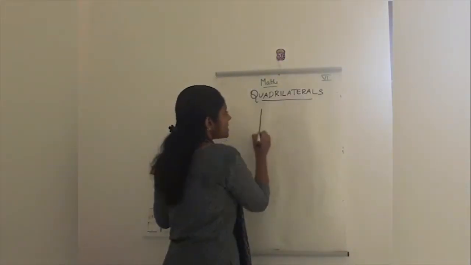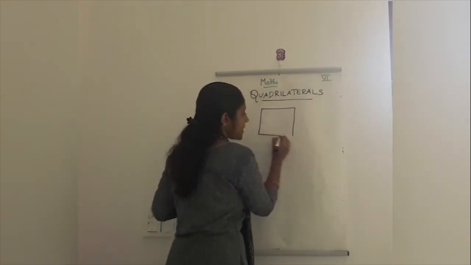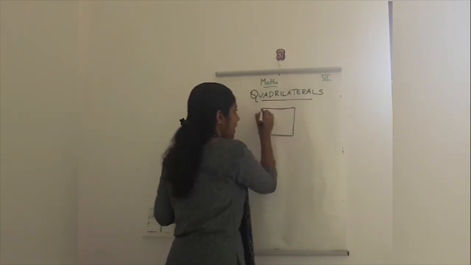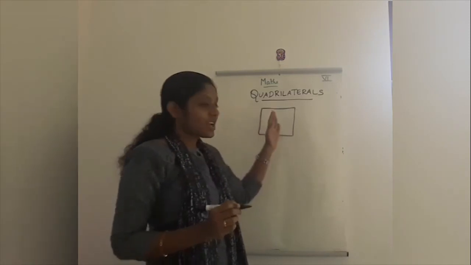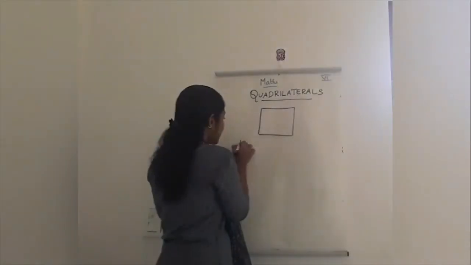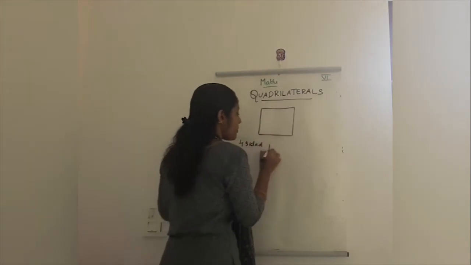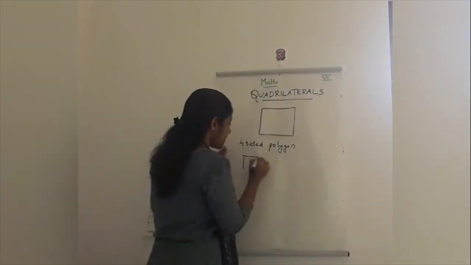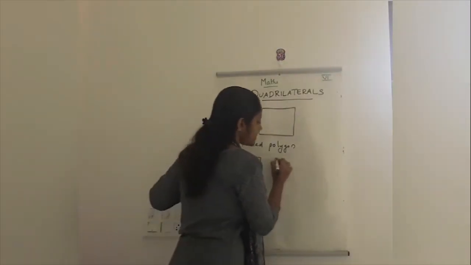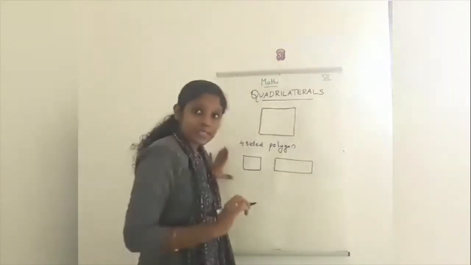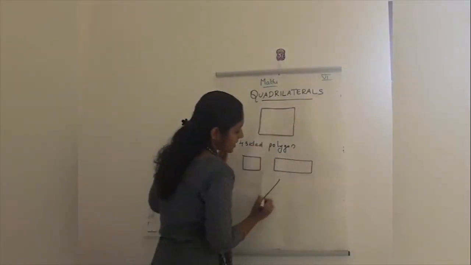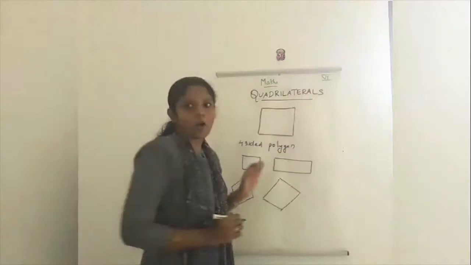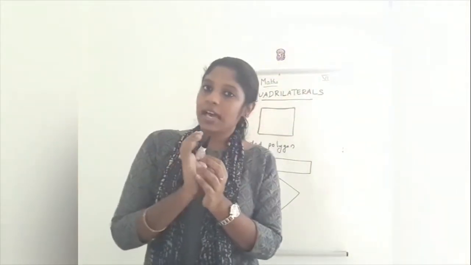For example, this is a quadrilateral, that is, this is a polygon because it has only line segments. Four-sided polygons are quadrilaterals. You can see a square is a quadrilateral, a rectangle is a quadrilateral, all 4-sided. When you draw like this, it is a quadrilateral. When you draw like this, it is also a quadrilateral. So 4-sided polygons are called quadrilaterals.